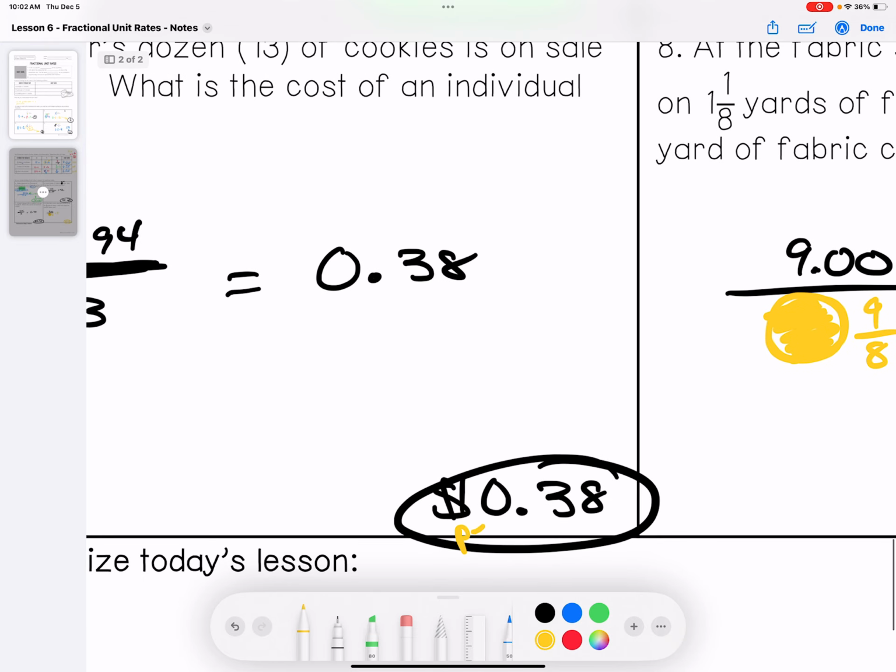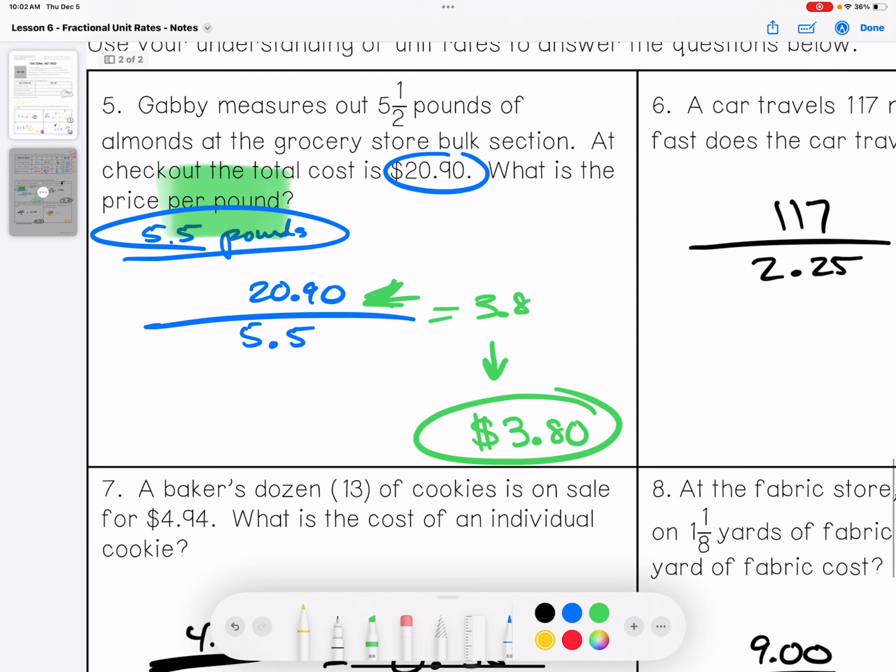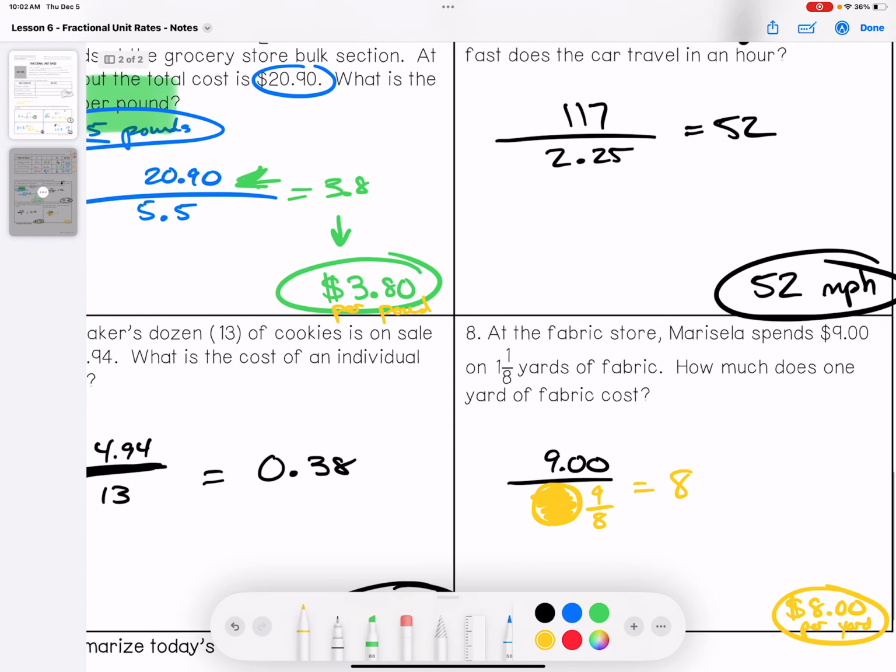I did not write, you need to go back and write per cookie, because I forgot to write that. And per pound was up at the top. I forgot to write what we were talking about.